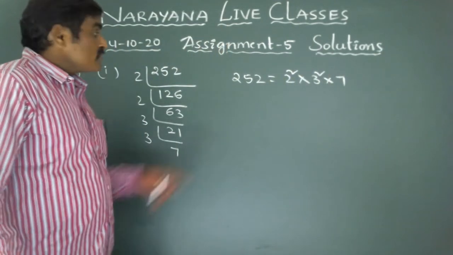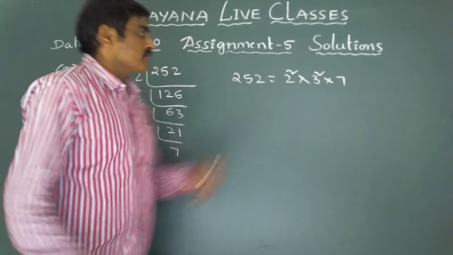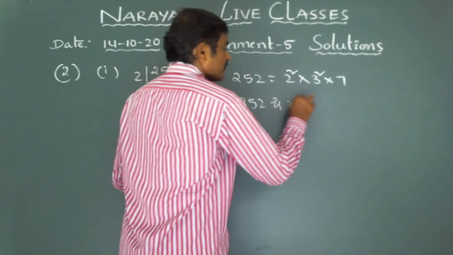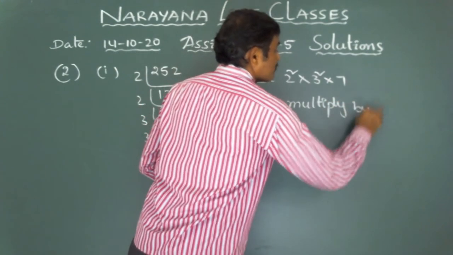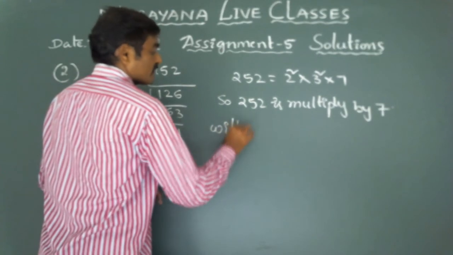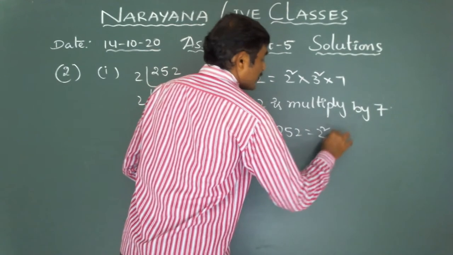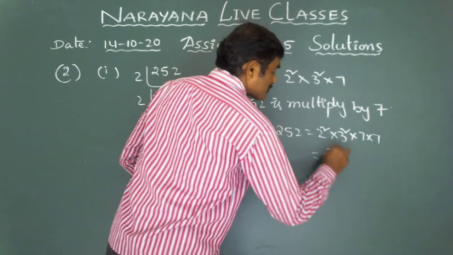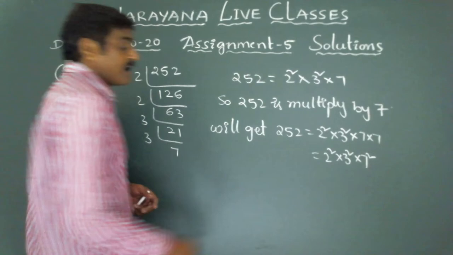So to become a perfect square, we need one more 7. So 252 is multiplied by 7, we'll get 2 square into 3 square into 7 into 7. So we'll get 2 square into 3 square into 7 square. So automatically this is a perfect square.